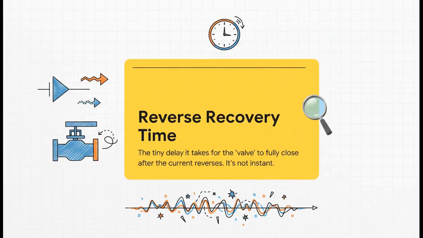Let's talk about flaw number one. It's called reverse recovery time. So when that one-way valve is supposed to slam shut, it doesn't happen in a snap. There's this tiny, tiny delay before it actually closes all the way. It's almost like it hesitates for a split second before doing its job.